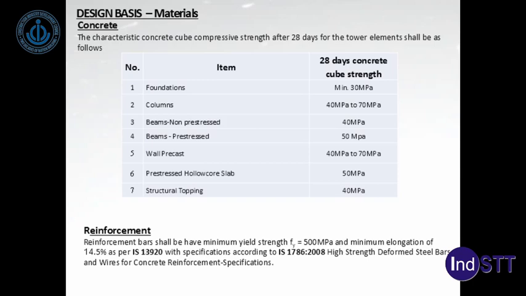So the concrete strengths for the structural elements are listed here. Typically columns have higher strengths at the lower levels and it's reduced at the upper levels. Beams which are pre-stressed have 50 MPa, non-pre-stressed have 40 MPa. Walls also, like columns, vary in strength from 40 to 70 MPa. All pre-stressed elements are minimum 50 MPa. Reinforcement Fy 500 MPa is the grade that has been used.